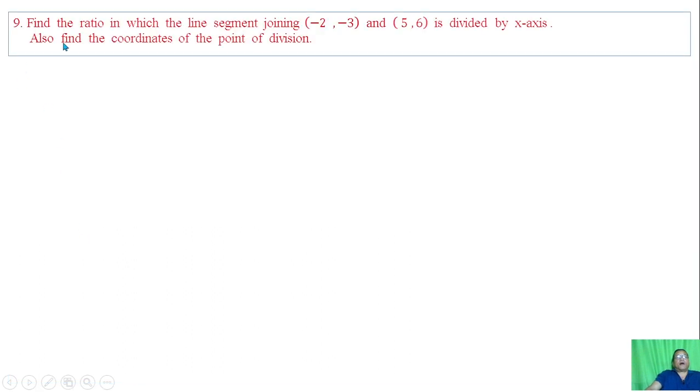Question number 9. Find the ratio in which the line segment joining this and this is divided by the x-axis.